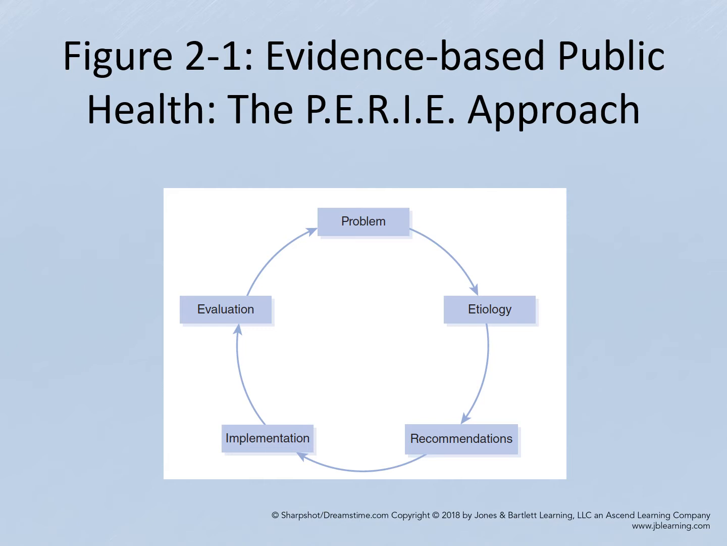Then comes the implementation. How can we get the job done? Then comes the evaluation. How well does or do the interventions work in practice? So this framework is known as the PERIE process. If the evaluation suggests that more needs to be done, the cycle can and should be repeated. So this is an ongoing process.